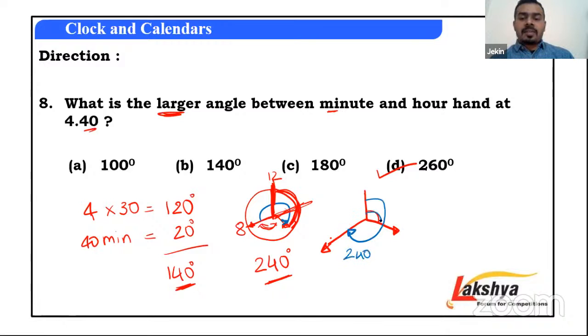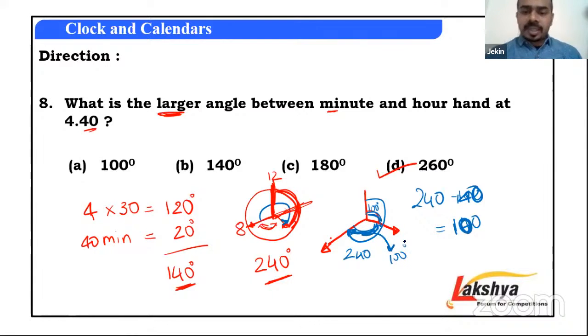Your hour hand had covered a total of 140 degrees. Therefore, what's the difference between the two? 240 minus 140, sorry, your hour hand had covered 140 degrees. Therefore, 240 minus 140, you have this difference. This difference, which you can see, is going to be 100 degrees. I hope this is clearer to you.